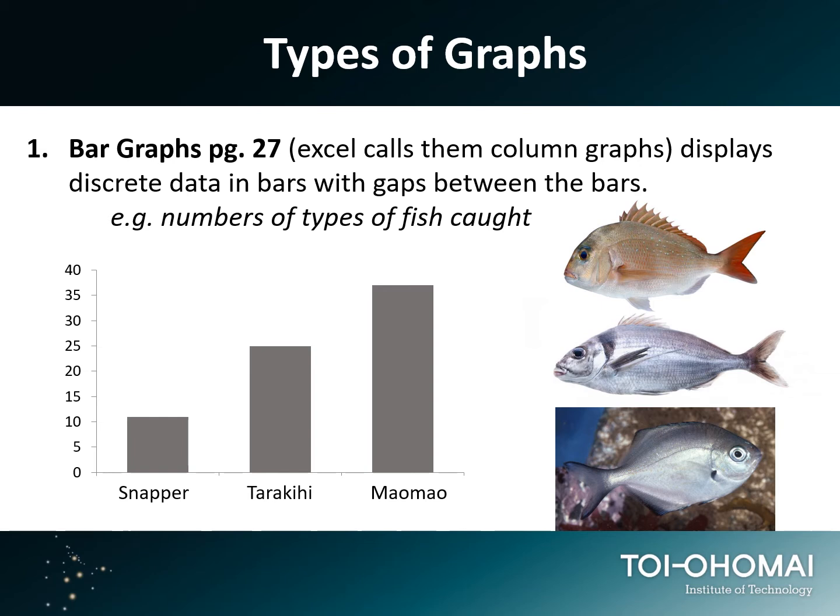So bar graphs have different categories on the x-axis generally. There's no hard and fast rule, but generally on the x-axis. And there is a little bit of a gap between them. And on this side, you can have continuous or discrete variables. That could be 1, 2, 3, 4, 5, 6.